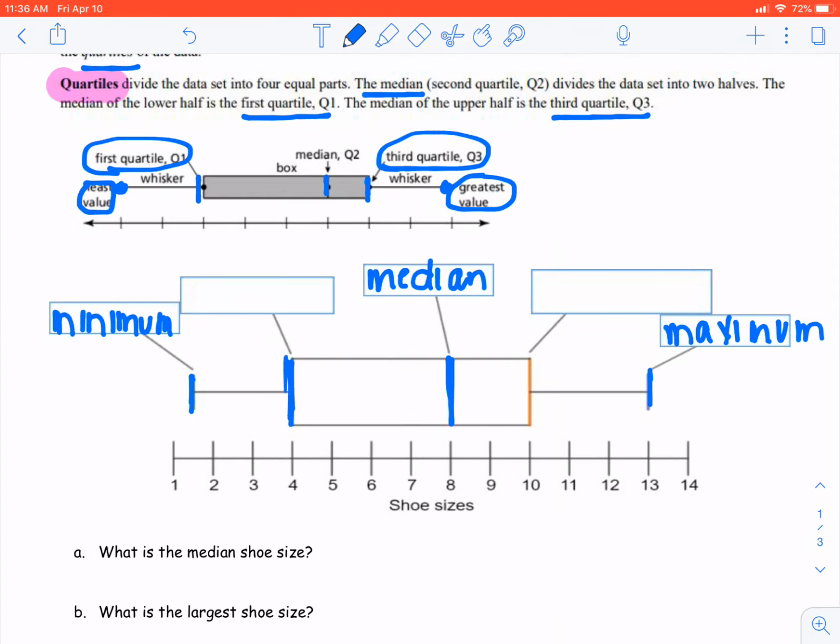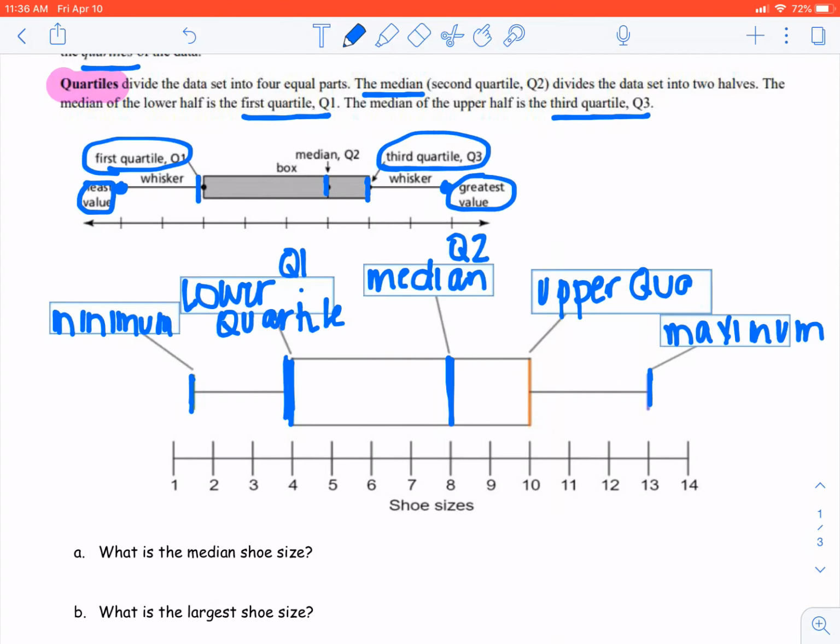Then we have the left side of the box, that's going to be your lower quartile. That's actually quartile 1. The median is quartile 2. And then the upper quartile, that's going to be your quartile 3. That's the right-hand side of the box. That's going to be the median of the upper data.